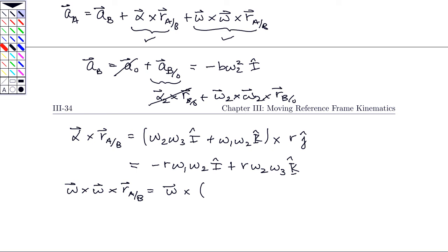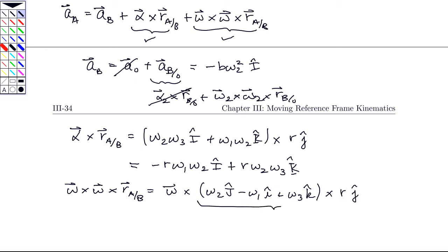The omega is omega 2 in the j minus omega 1 in the i plus omega 3 in the k, and that's going to be crossed with the radius r in the j. So just this part of the cross product turns out to be minus r omega 1 in the k minus r omega 3 in the i.